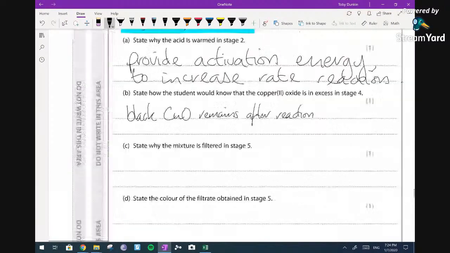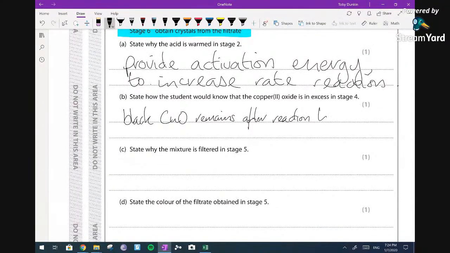Now, people are going to say, how do you know the reaction has stopped? And I just say, you don't. You're just going to say, for example, a long period of time. A long period of time. It's going to still be there.